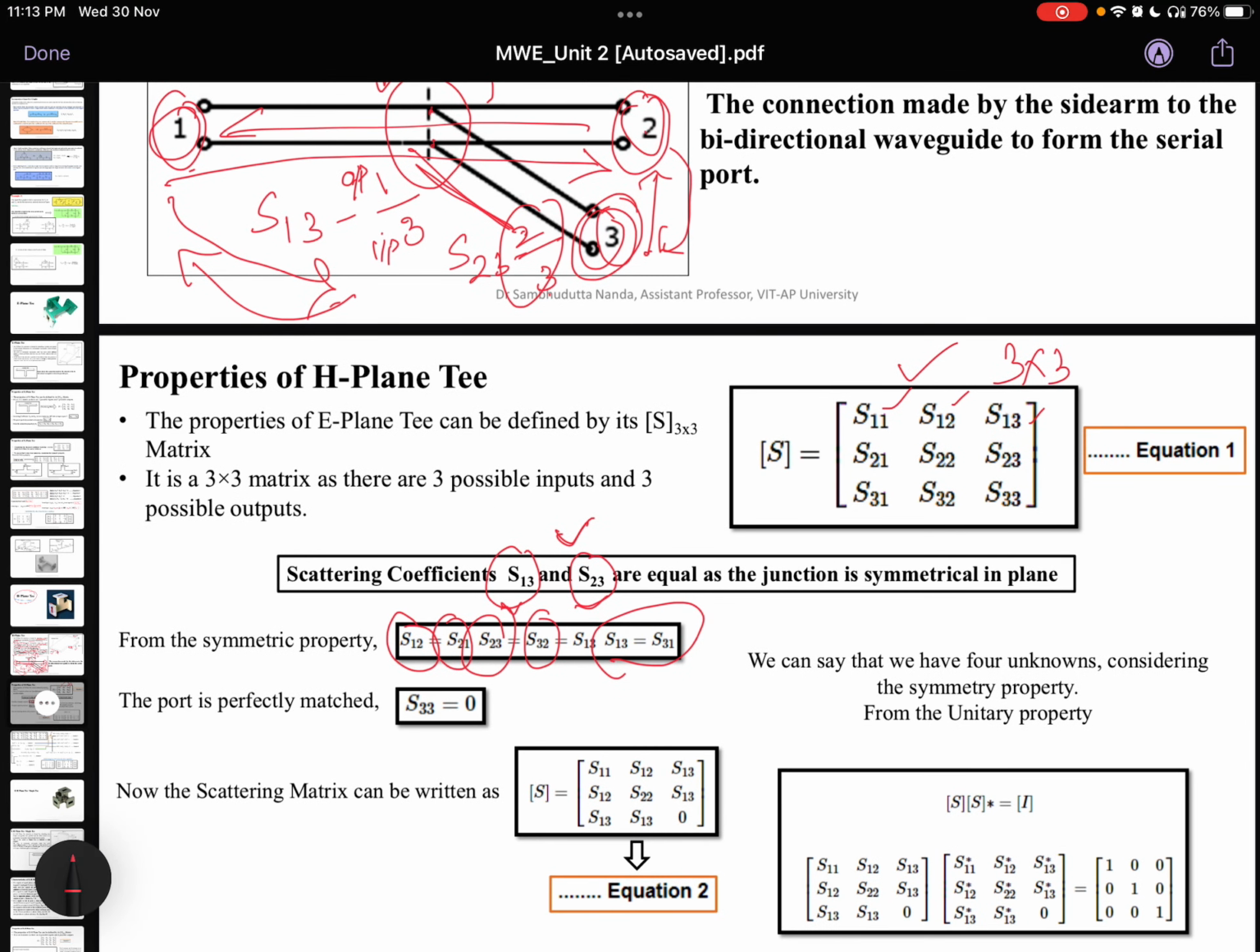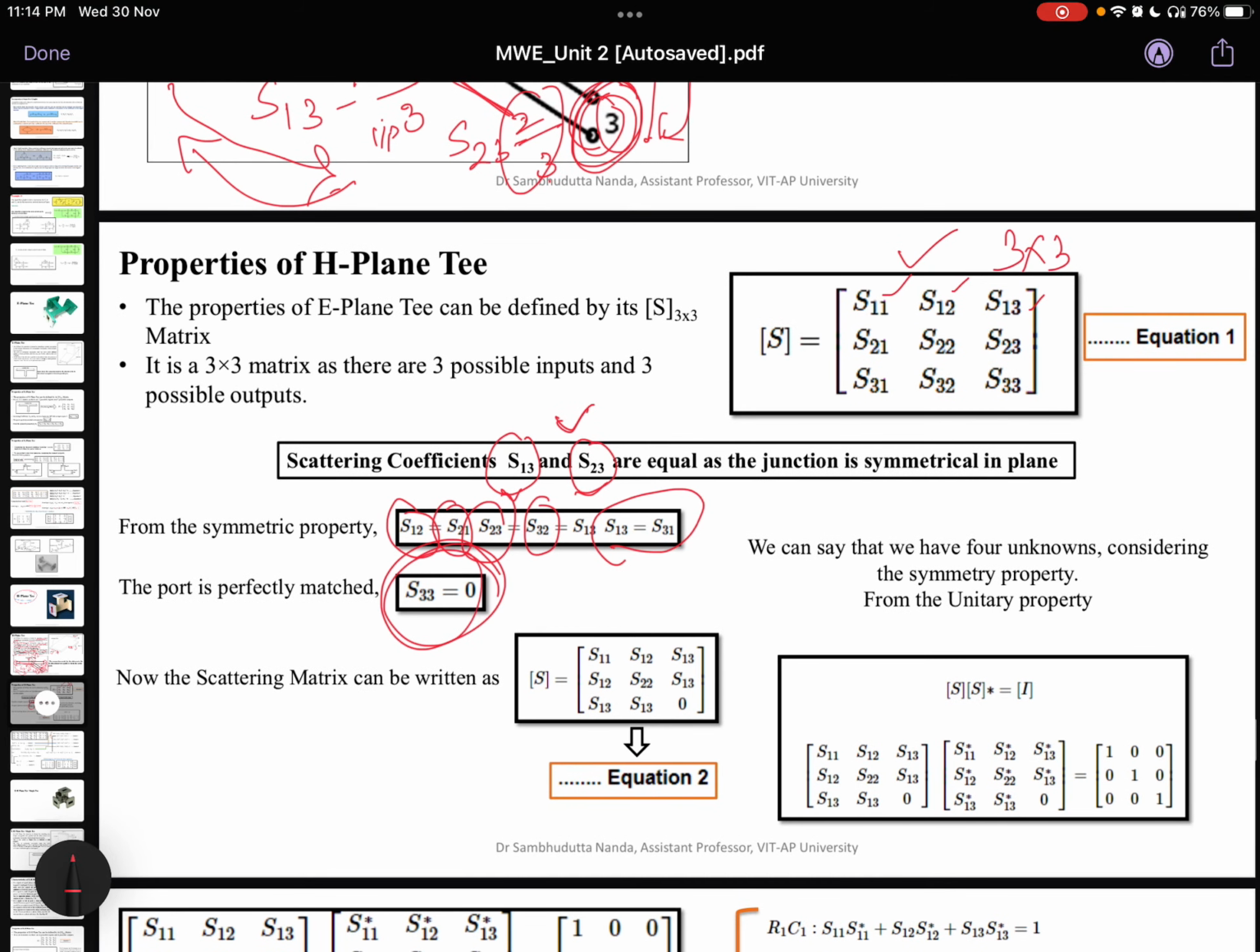Now generally what happens, this port 3 is always perfectly matched. So if port 3 is perfectly matched, then your S33 value will be equal to 0. Why is it 0? Because that means input at port 3 and output at port 3. Whenever you give any input at port 3, because it is perfectly matched, no reflection will happen, and in this case the value becomes 0.